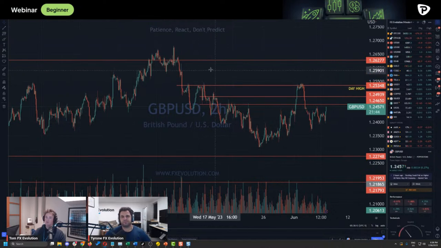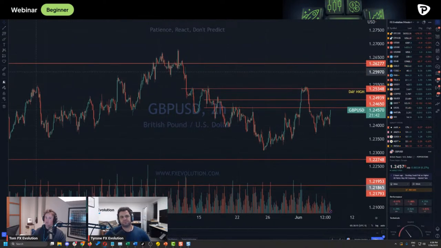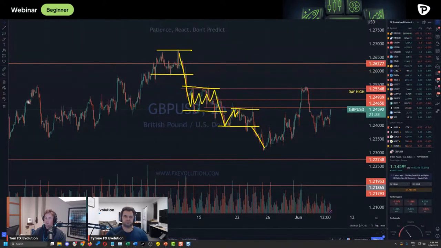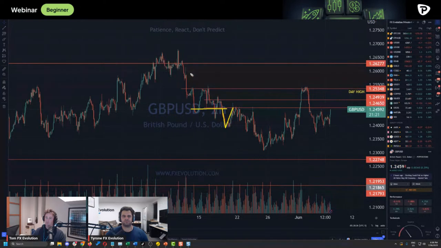Here's an example of the pound US dollar recently. What you'll notice is that there are certain periods where you can see consolidation. Consolidation here, consolidation here, and it goes down. It's dropping and then basing, then dropping and then basing. As it goes down, when it breaks that new low, it retraces. That's pretty normal. Not often do trends just go boom, boom, boom. Of course, sometimes they go parabolic each way, but they generally retrace. So that's why we say patience, react, don't predict.